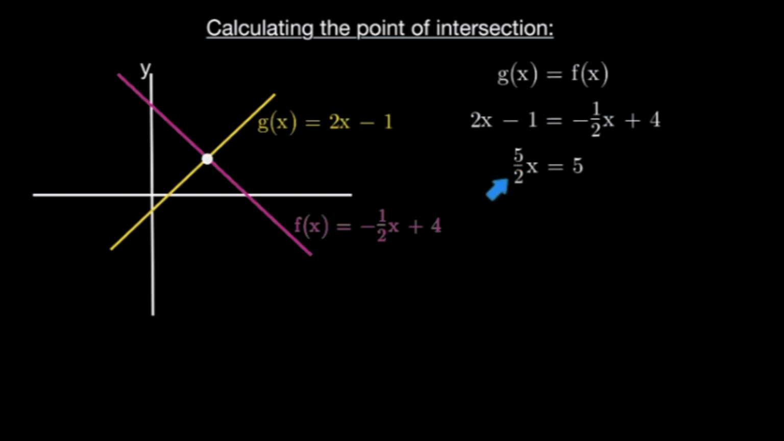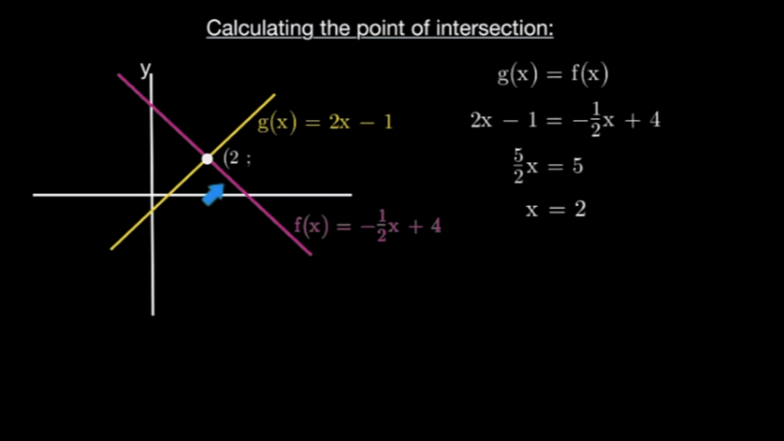Now I like to work with these improper fractions, and therefore we have 5 over 2 x is equal to 5, and to calculate x we are simply going to divide by this coefficient on this side. So 5 divided by 5 over 2 gives us an x that is equal to 2. So this is our x coordinate of this point of intersection.